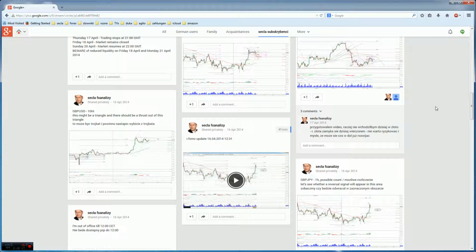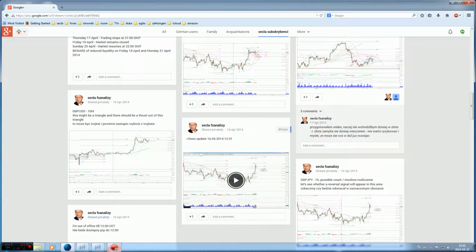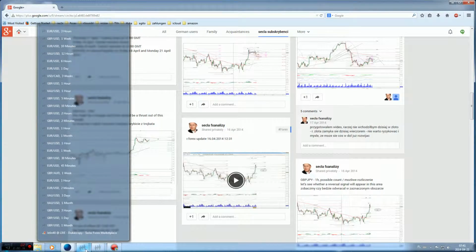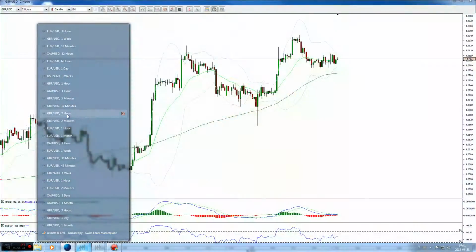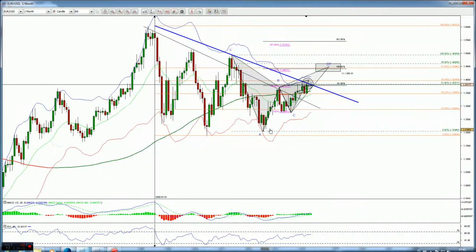Forex market started yesterday, and this is my weekly Forex analysis for this week. So let's have a look at our currency pairs, and let's start with Euro USD.